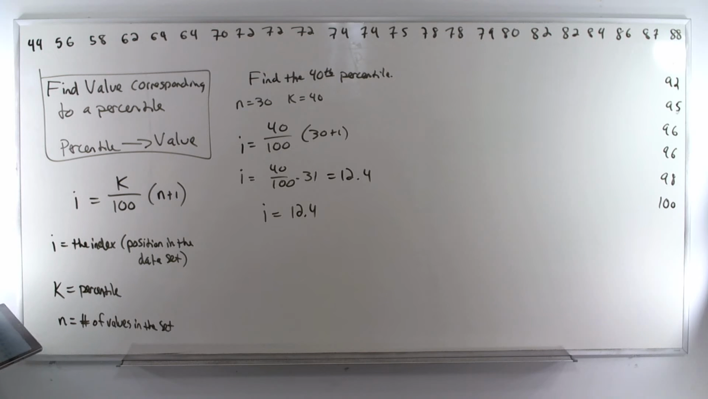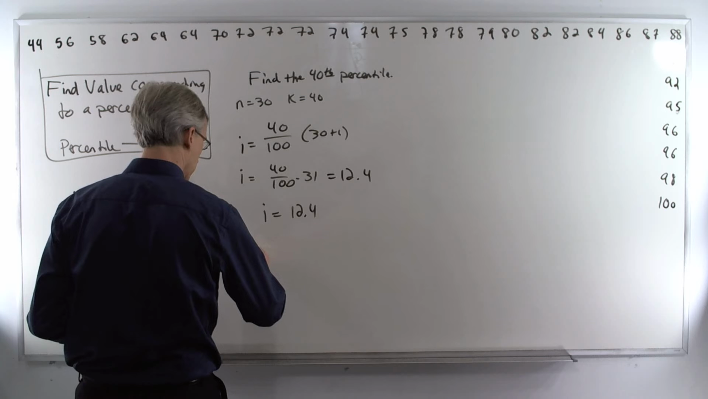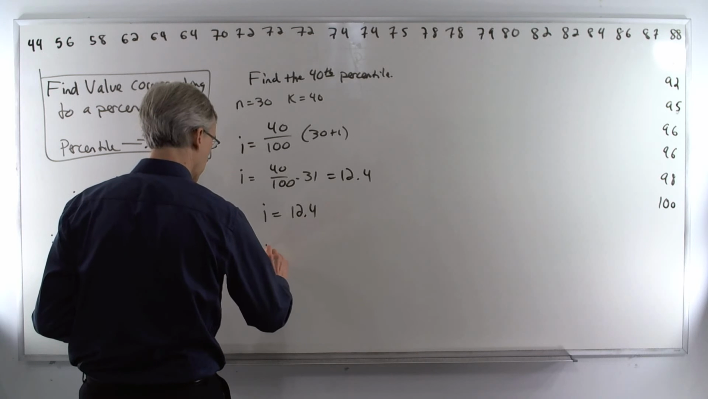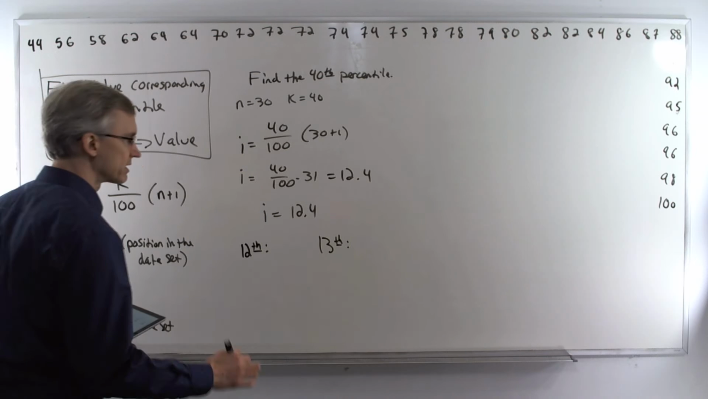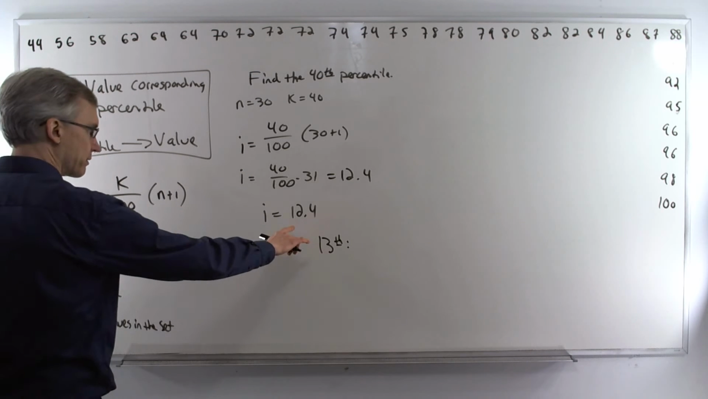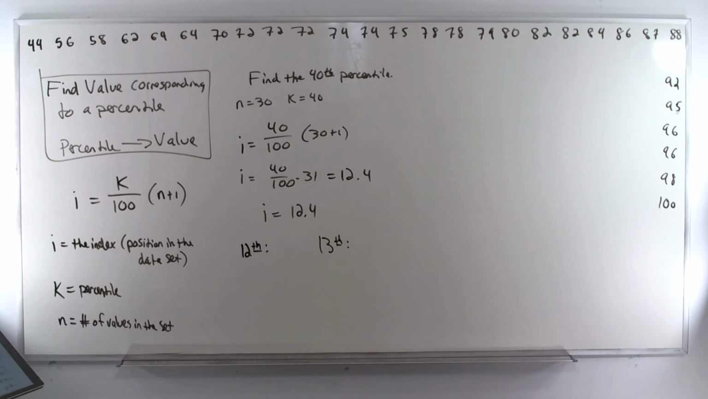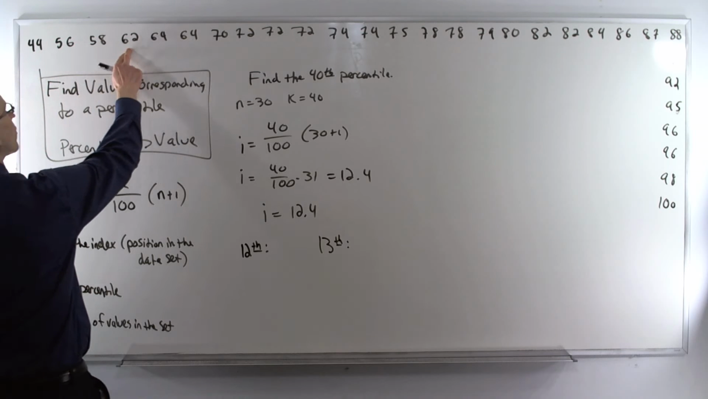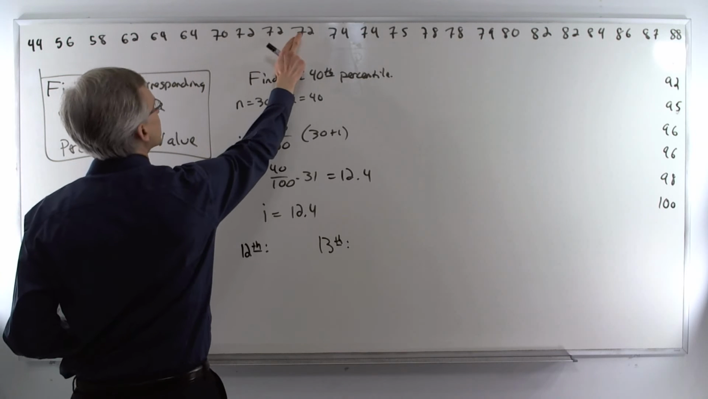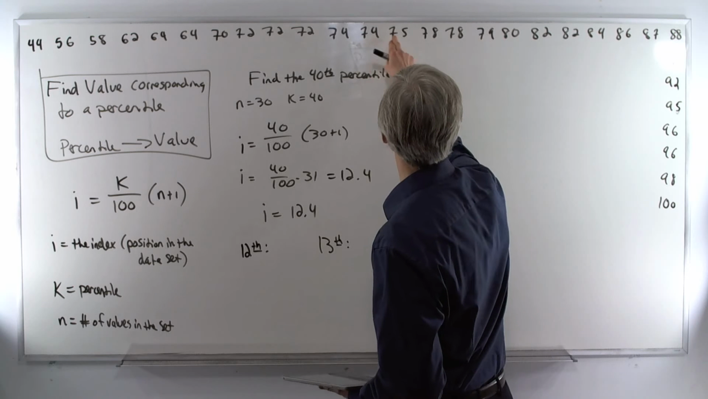Now we didn't get an actual single value out of this. We got a decimal. So what we need to do is round this both up and down, and find the values at the two closest positions. Round down to 12, up to 13. We're going to find the values at the 12th and 13th position. So we'll count over 1, 2, 3, 4, 5, 6, 7, 8, 9, 10, 11, 12. Here's 12, here's 13.